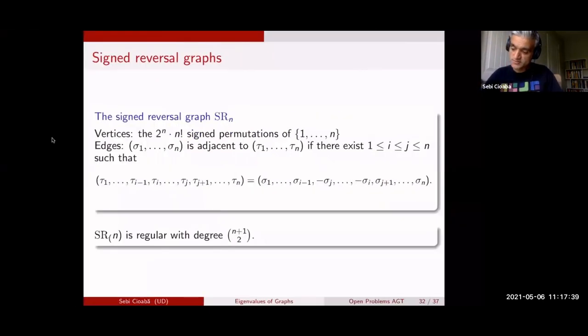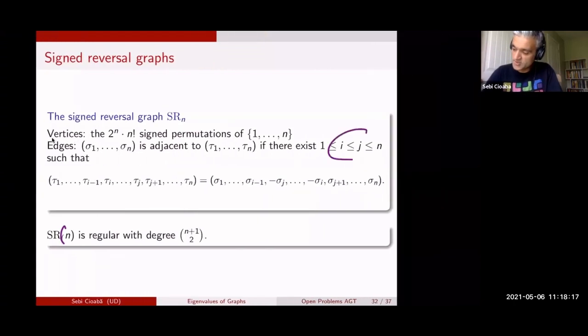Okay, so now going from reversal graphs, there is this notion of signed reversal graphs in which you look at signed permutations. Each entry in the permutation has a plus or minus sign. So now you have 2^n n! signed permutations, and two are adjacent if you reverse an interval, but you also change the sign. You can prove that this SRn, this is a typo here, has degree n(n+1)/2, because you can also change the sign of a single entry. Before we had i strictly less than j, here you can have i equals j. That's why the degree is n more.